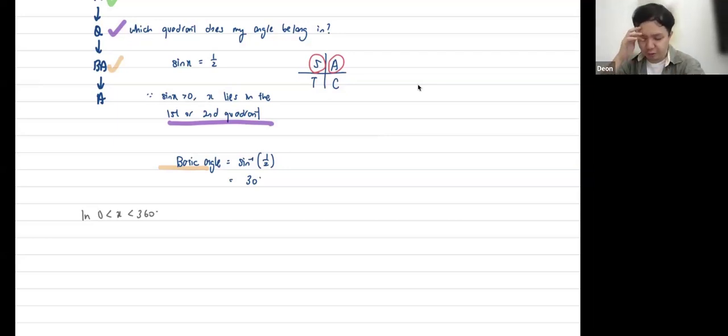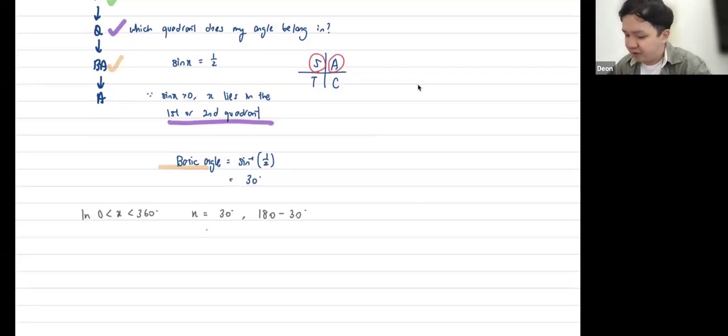Okay, so within the first circle, what are my values of x? In the first circle, x is 30 because it lies in the first quadrant, or 180 minus 30 because it lies in the second quadrant. So the answer will be 30 or 150.